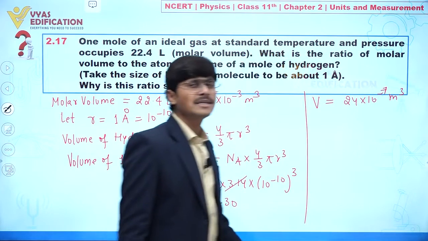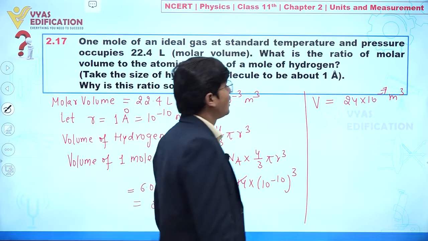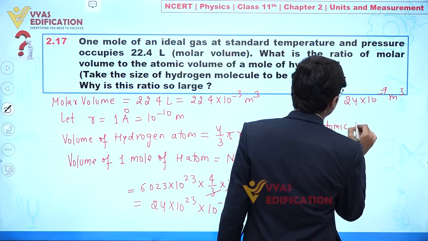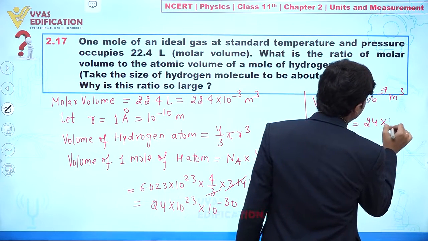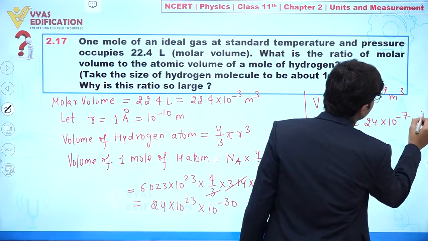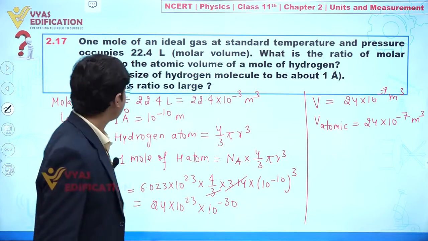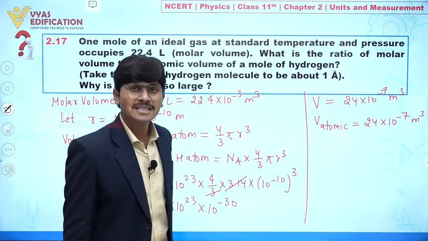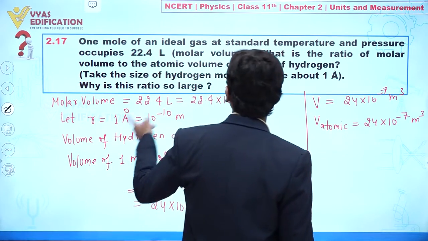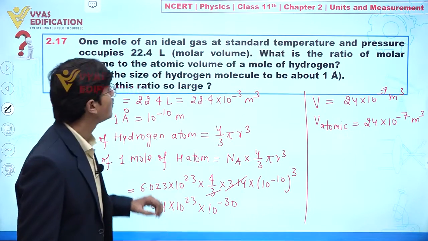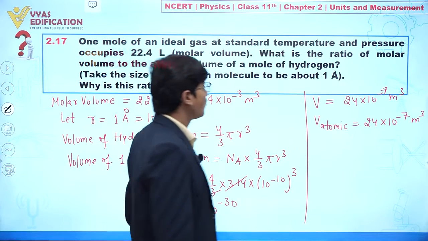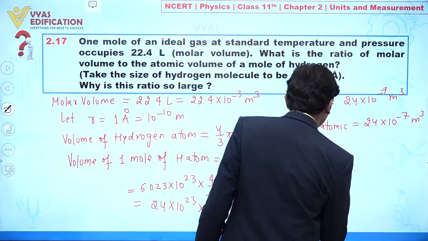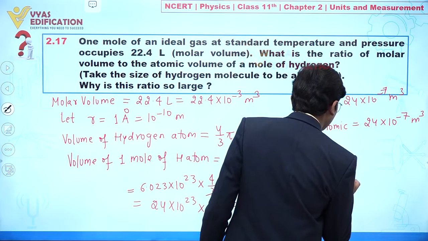So this is near about the atomic volume, given by 24 into 10 to the power minus 7 meter cube. Now in this question the molar volume is given as 22.4 into 10 to the power minus 3 meter cube. Our objective here is to find the ratio of molar volume to atomic volume.